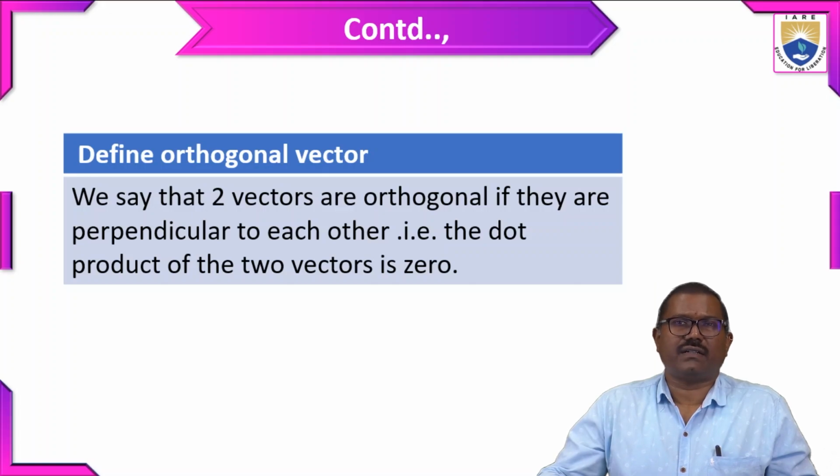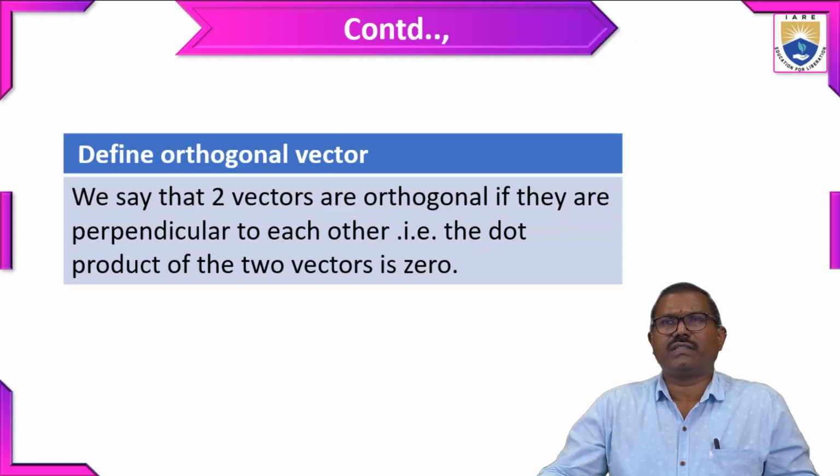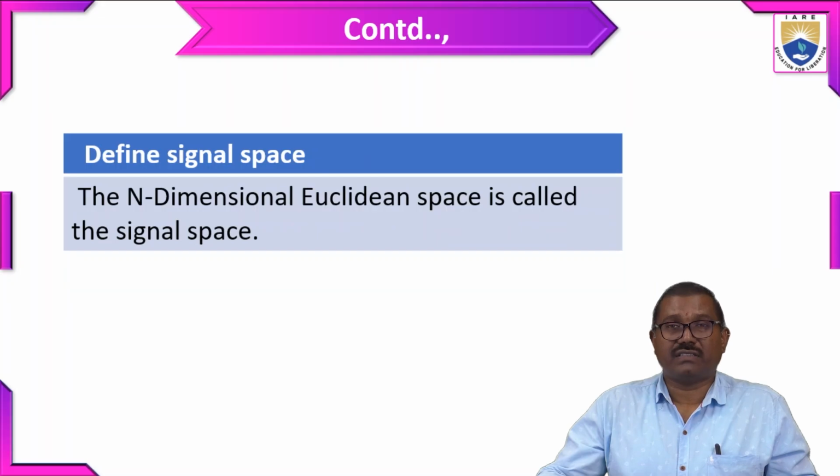Define orthogonal vectors. We say that two vectors are orthogonal if they are perpendicular to each other, that is, the dot product of the two vectors is 0. So that is called orthogonal. Define signal space. The n-dimensional Euclidean space is called the signal space. In signal space diagrams, we can see this n-dimensional Euclidean space.